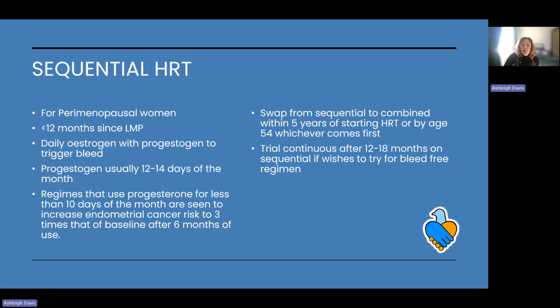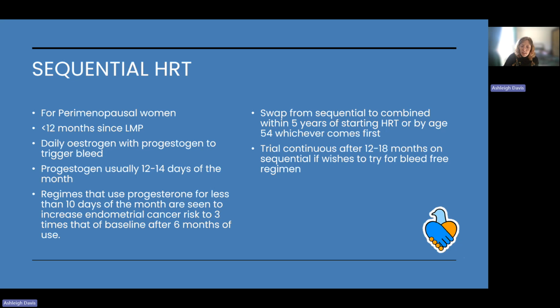Any regimes that use progesterone for less than 10 days of the month are seen to increase endometrial cancer risk to 3 times that of baseline after just 6 months of use. And so we should not be using a 10-day progesterone regime. We should be using a 12 to 14-day progesterone regime.